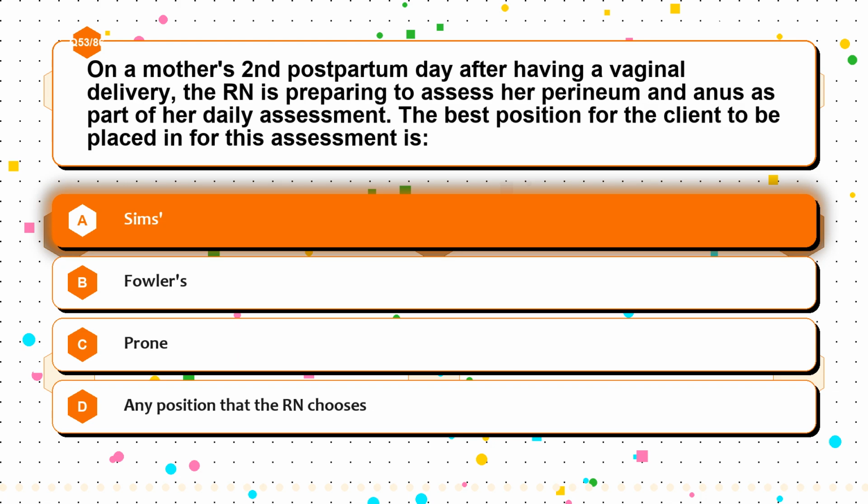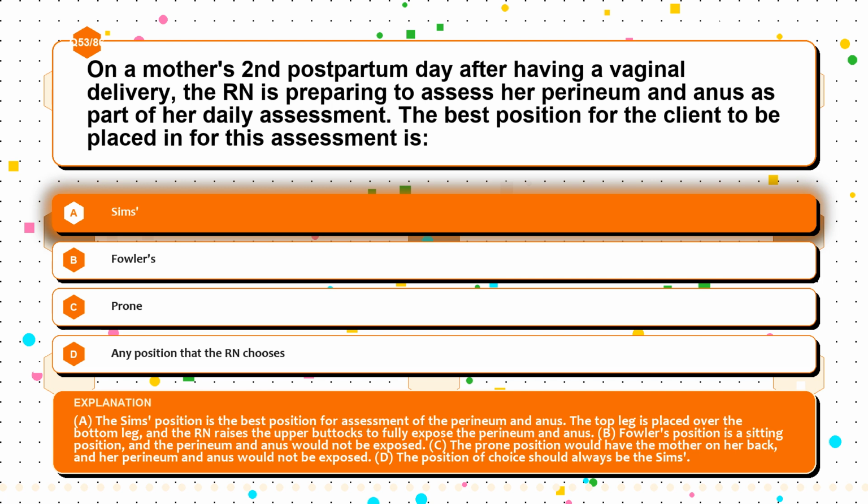The correct answer is option A, Sims. The Sims position is the best position for assessment of the perineum and anus. The top leg is placed over the bottom leg, and the RN raises the upper buttocks to fully expose the perineum and anus. B. Fowler's position is a sitting position, and the perineum and anus would not be exposed. C. The prone position would have the mother on her stomach, and her perineum and anus would not be exposed. D. The position of choice should always be the Sims.